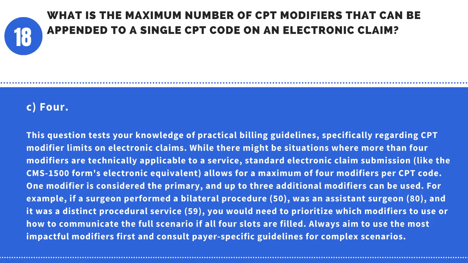For example, if a surgeon performed a bilateral procedure, 50, was an assistant surgeon, 80, and it was a distinct procedural service, 59. You would need to prioritize which modifiers to use or how to communicate the full scenario if all 4 slots are filled. Always aim to use the most impactful modifiers first and consult payer-specific guidelines for complex scenarios.